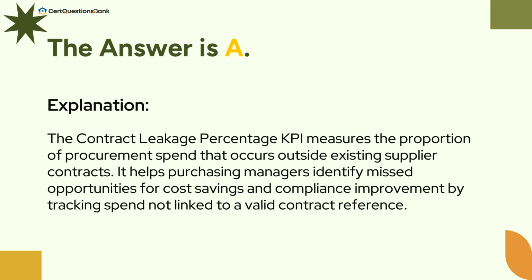The answer is A. The contract leakage percentage KPI measures the proportion of procurement spend that occurs outside existing supplier contracts. It helps purchasing managers identify missed opportunities for cost savings and compliance improvement by tracking spend not linked to a valid contract reference.